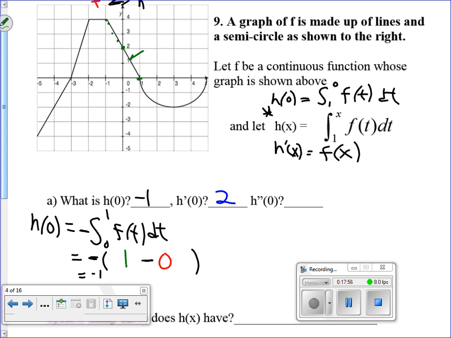The slope is -2. Now, if you need a formula to do that, you look at the coordinates of each point, right? And you use the change of y. So let's take this y minus that y. So 2 minus 0 over this x minus that x. So 0 minus 1. So the slope of h prime at any point along this line segment is -2. So including at 0, the slope would be -2.